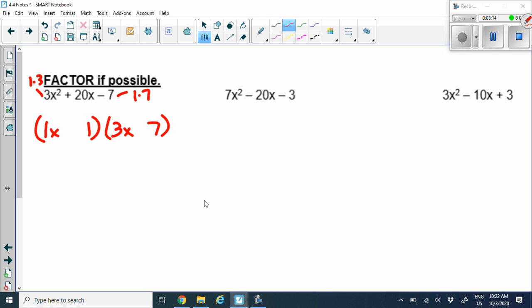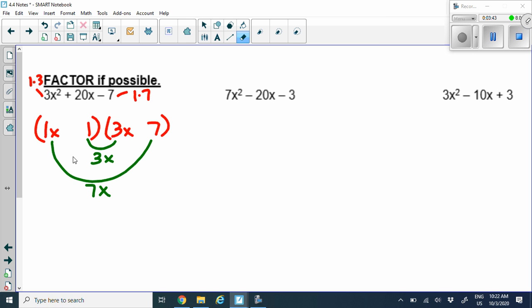Now, I'm going to multiply the inner. So 1 times 3x gives me 3x. And then I need to multiply the outer values, 1x times 7. What we are trying to do is see if this 3x and 7x will add up to our middle term of 20x. Well, 3x and 7x will never add up to 20. So basically how we have our factoring does not work.